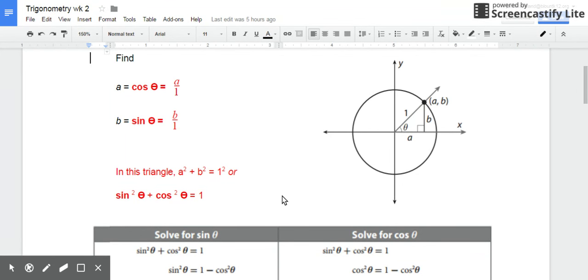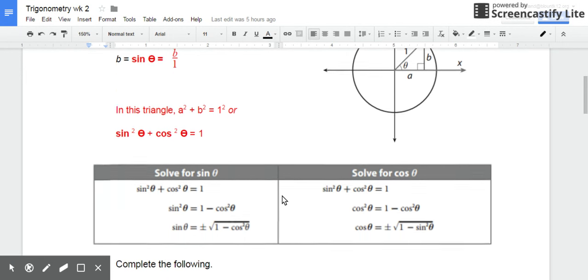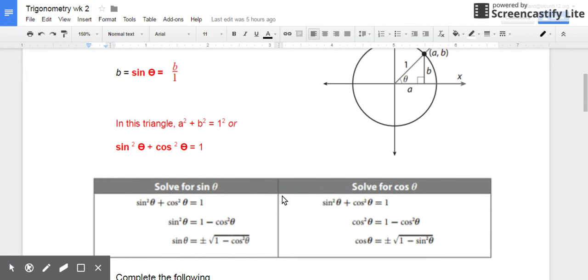And then we can use these and rearrange them, and they are now what are called trig identities. And so we can solve for sine theta and take the square root of it, and we have two values, as always with taking the square root, positive and negative: square root of 1 minus cosine squared theta for sine, and for cosine theta, positive or negative square root of 1 minus sine squared theta.